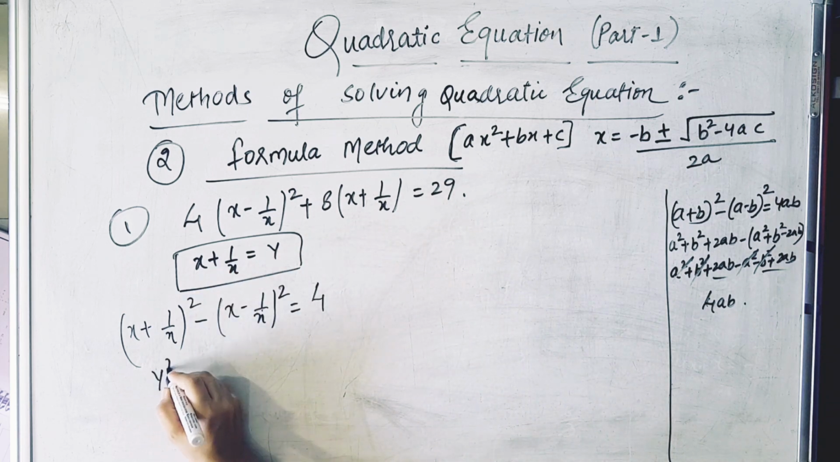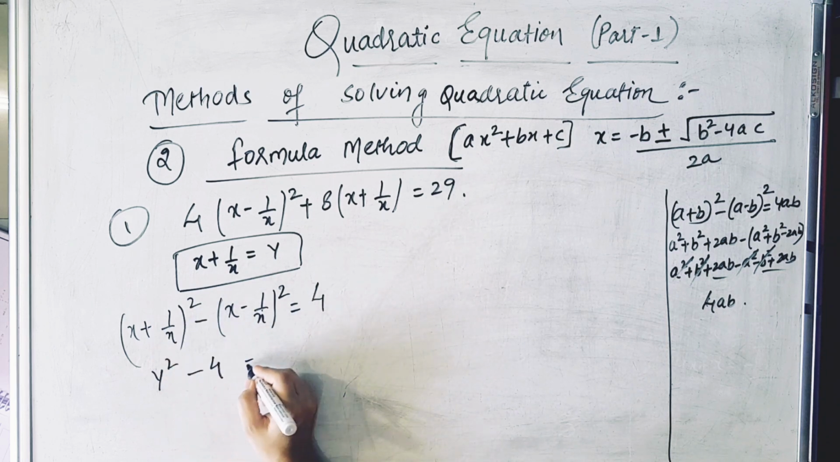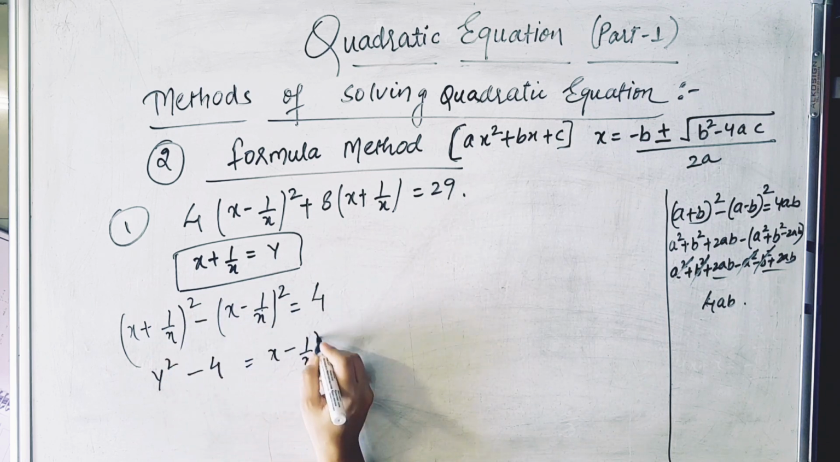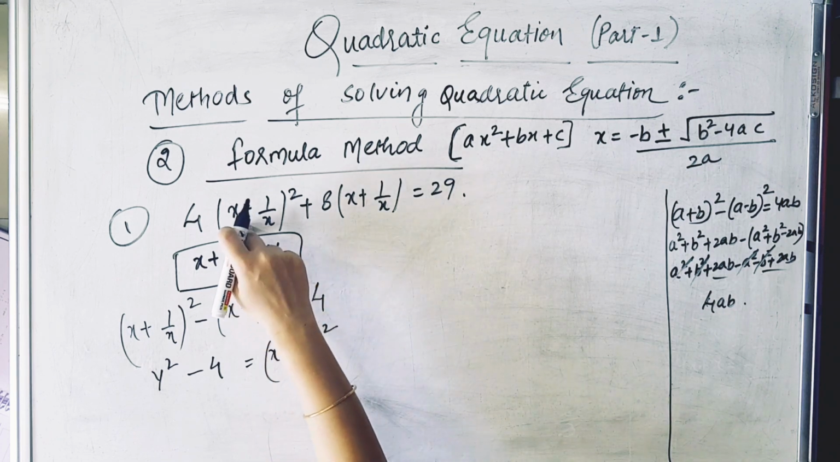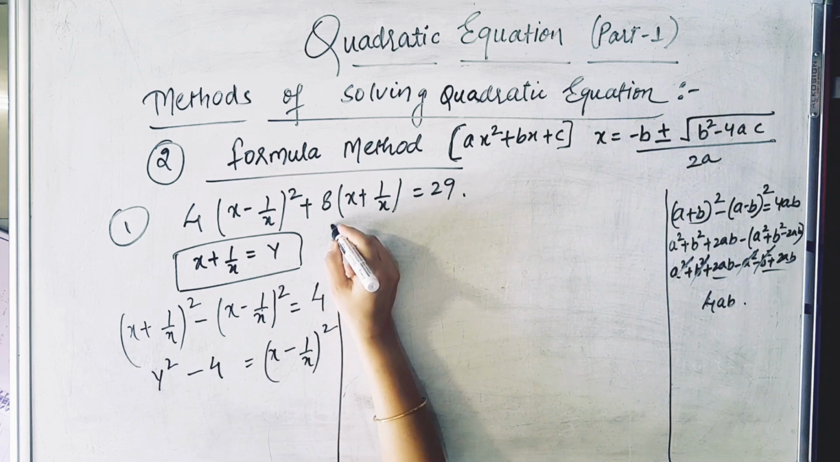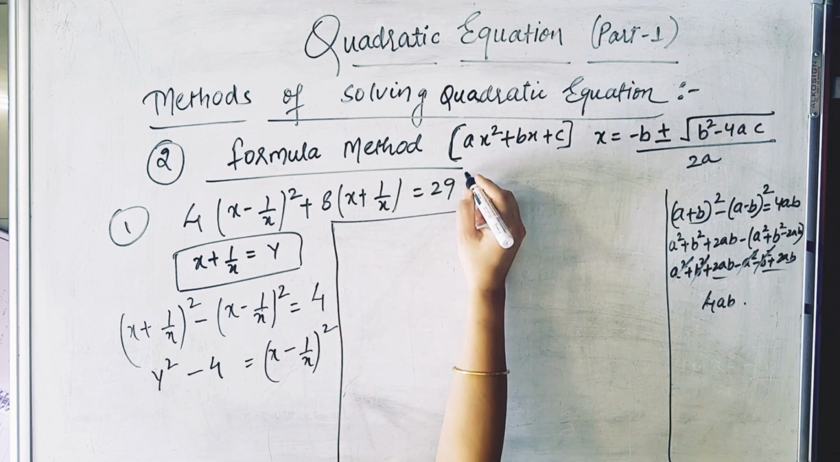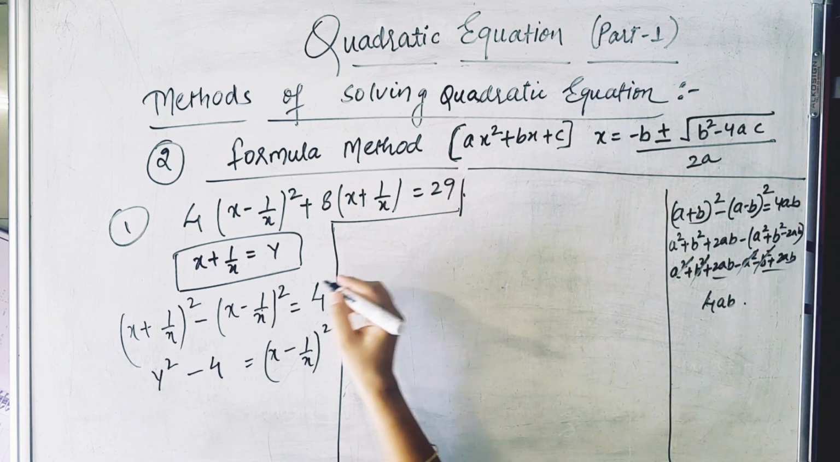Now what have we considered this as? y. This is y square. So now this 4 we will shift over here. So y square minus 4, whose value has come? This value will substitute over here. Thus we'll get an equation in the form of quadratic equation.